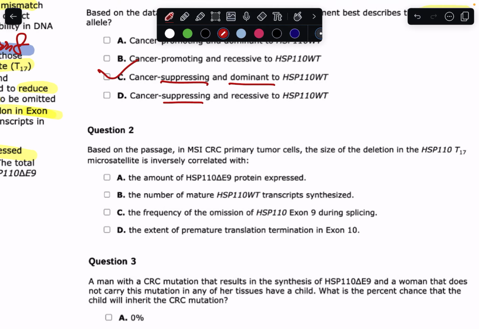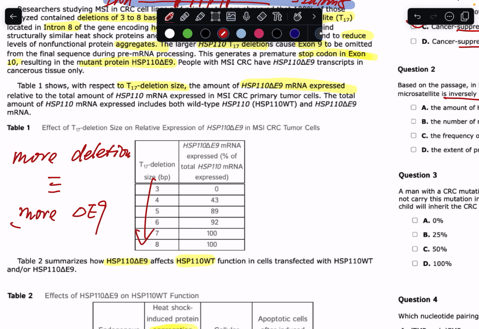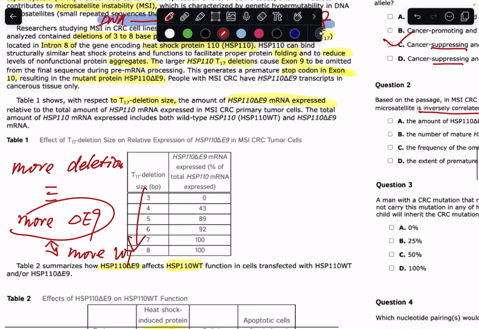Okay, so our takeaway from Table 1, we said that more deletion will give us more delta E9 expression, right? So this is directly related, but the question is asking about what is inversely related. So I would say the opposite of this will be more wild type. So I expect to see this in my answer choices, even before I read any of the answer choices.